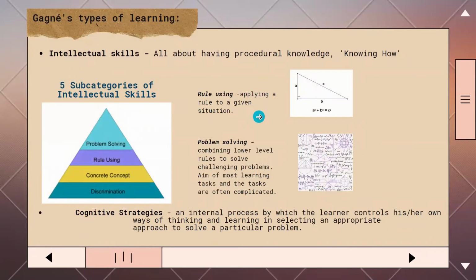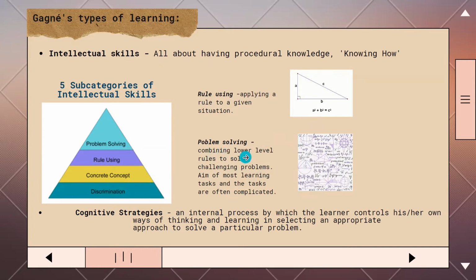Next is rule using. Rule using is applying a rule to a given situation. Looking at this illustration beside the rule using definition, if we know what formula we could use, say for example on this right triangle, to figure out the unmeasured side, whether A, B, or C, assuming that two sides are given, we will use the formula of the Pythagorean theorem. Knowing how to use that formula is an example of rule using under the intellectual skills.